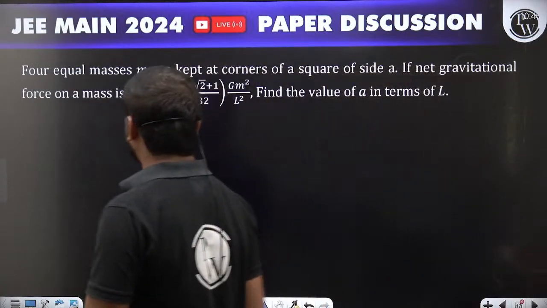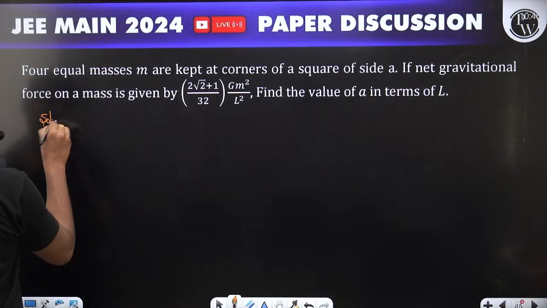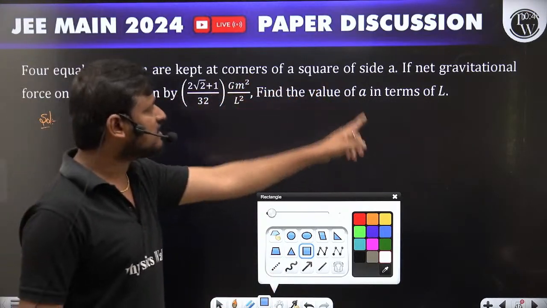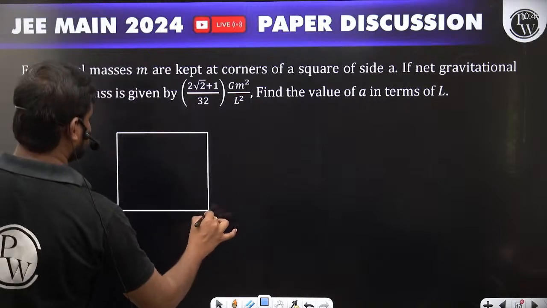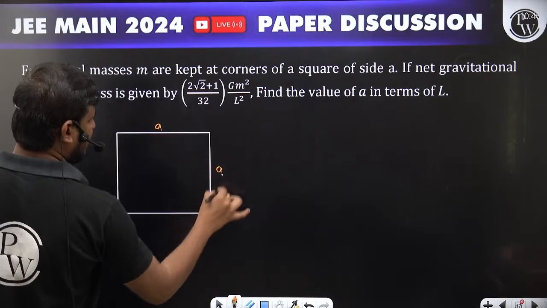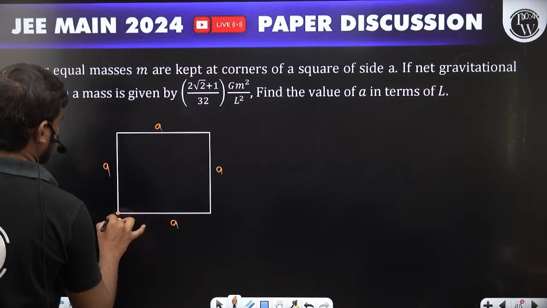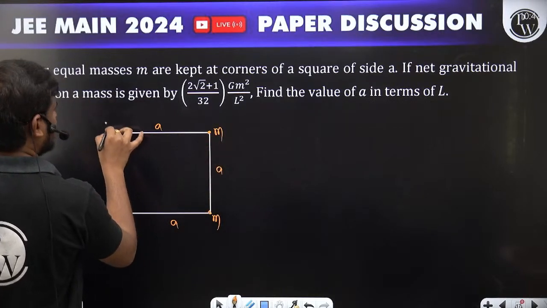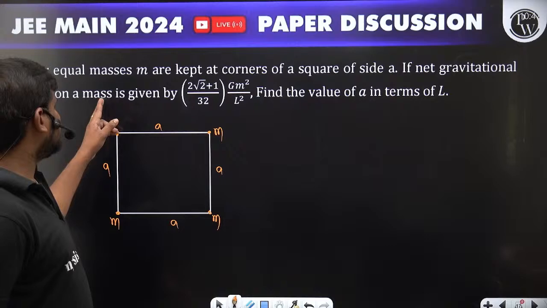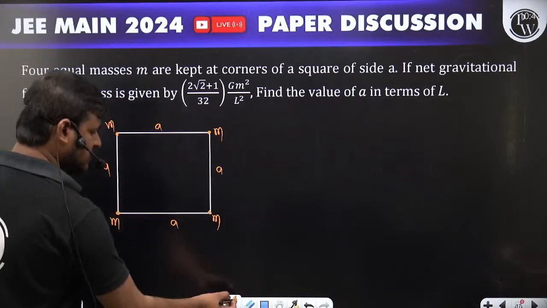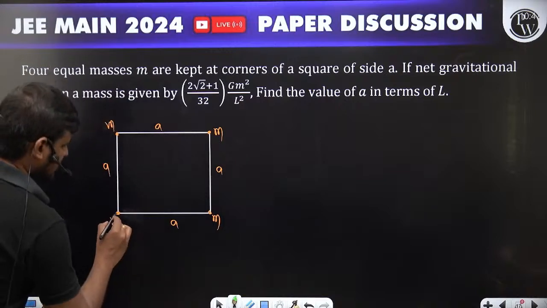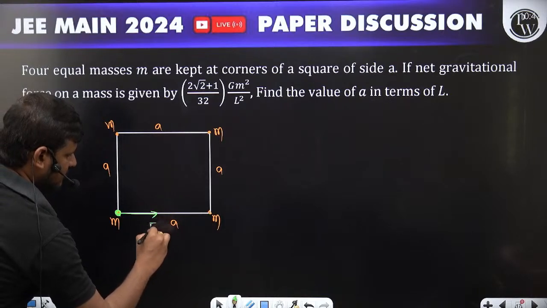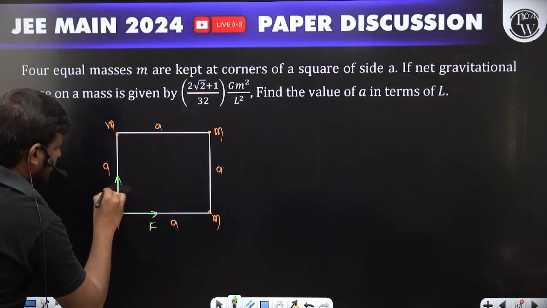This question is from gravitation, which is an easy one. See, here they said there are 4 equal masses kept at the corners of a square of side A. So this is the square of side A. Now at all the 4 corners, equal masses M are placed. Now what is the net gravitational force on any one mass? Let's consider this mass. The force due to this mass will be F. The force due to this mass will be F, right?